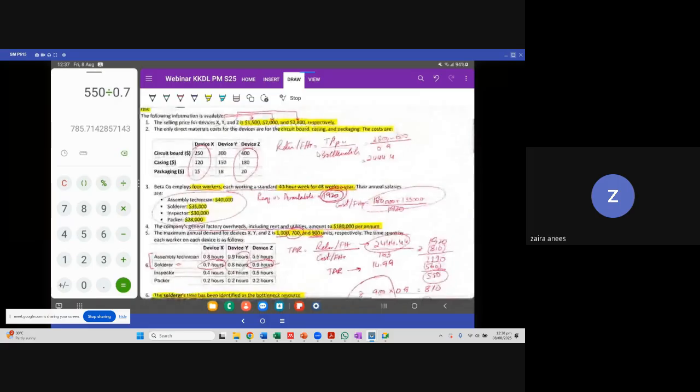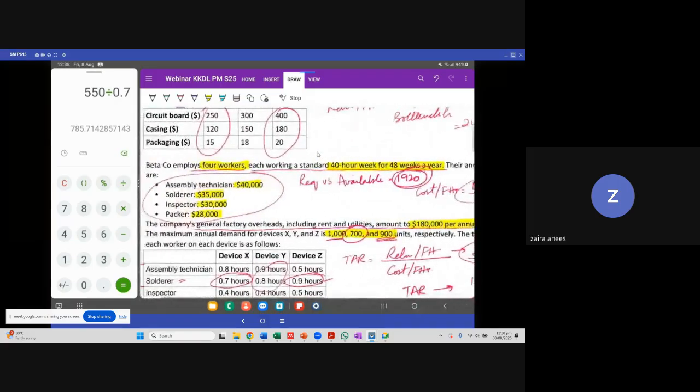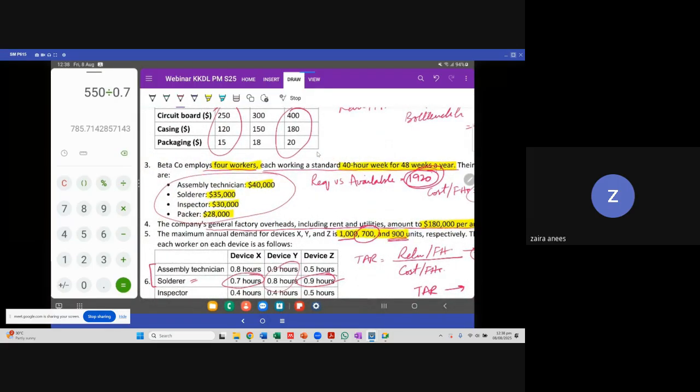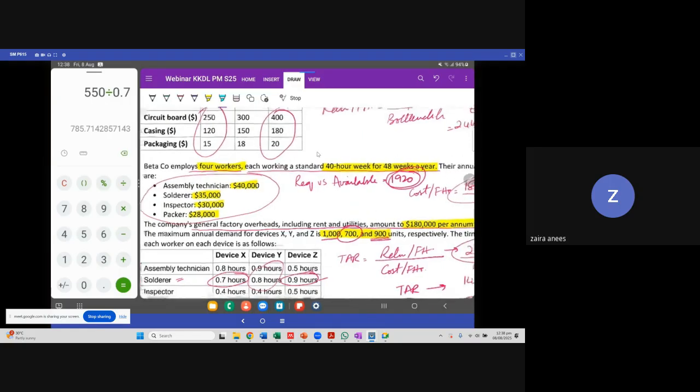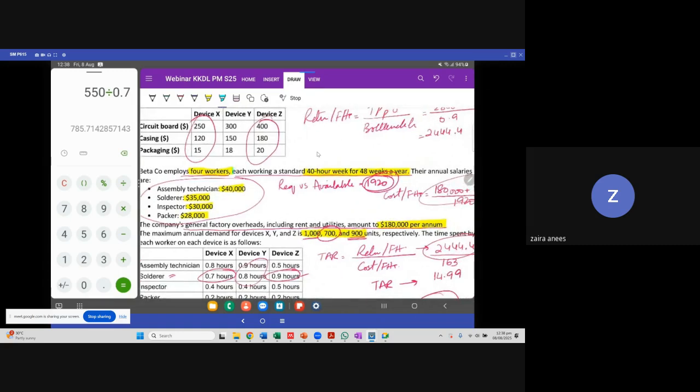1920, yes. See, the question says that the company employs 4 workers, each working a standard time of 40 hours for 48 weeks a year. Every worker is working 40 hours per week, and we are working for 48 weeks in the whole year. So that means one worker cannot work more than 1920 hours.